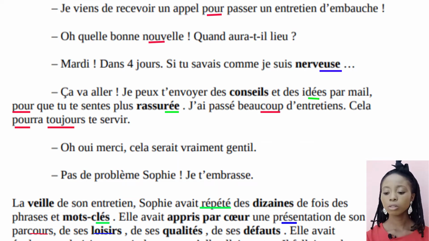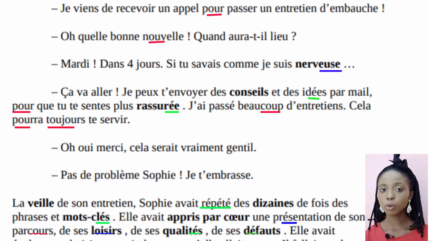Okay, so let's continue. We have elle avait appris par cœur une présentation de son parcours, de ses loisirs, de ses qualités. Don't forget our E accent aigu. De ses défauts. Okay, our A again. D plus A gives us dé, défauts.